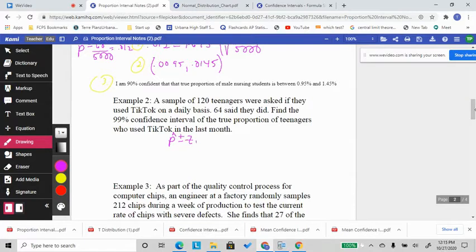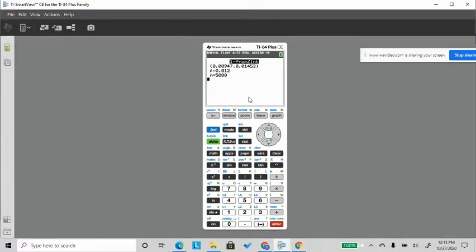So here is the formula, p hat, q hat over n. So why don't you pause the video, try this one yourself, and then start it back up and make sure you're doing it right. Okay, so p hat, 64 over 120. I'm going to go to the calculator and do mine first there. Stat, tests, all the way down to 1-PropZInt, letter A.